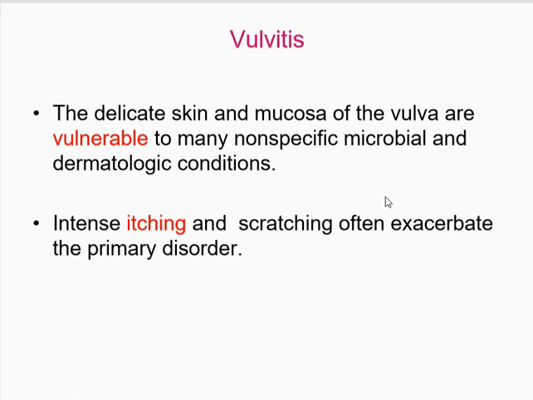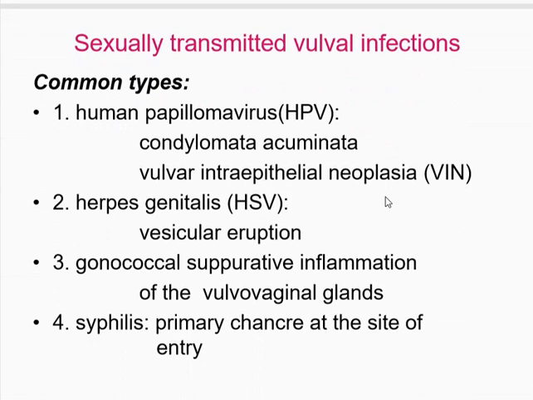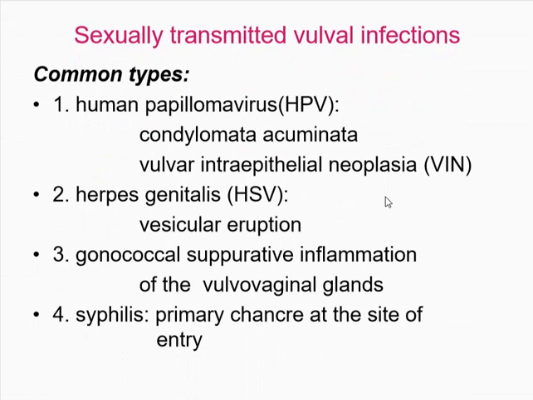A common symptom of vulvitis is itching, and scratching of the vulva often restarts or exacerbates the primary disorder, inflammation. The cause of vulvitis is often a sexually transmitted infection. The infective agents include human papillomaviruses, HPVs. As a consequence, condylomata acuminata may develop. We will discuss this later on. Vulvar intraepithelial neoplasia may develop. This is also going to be discussed.